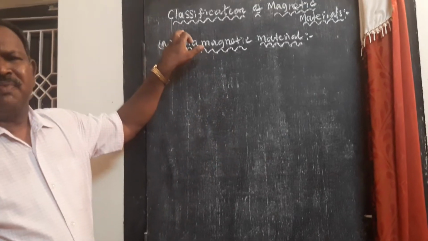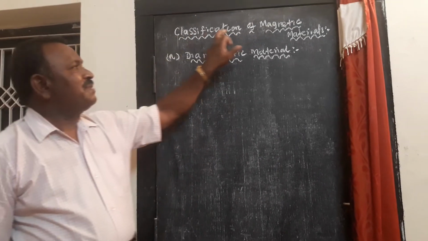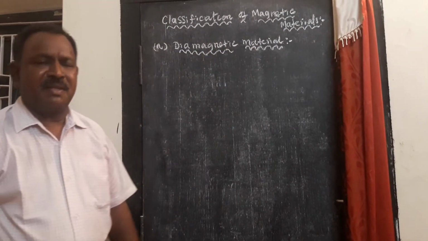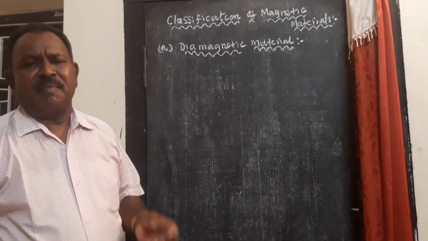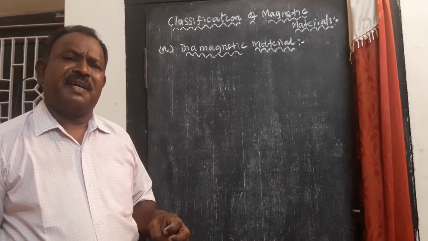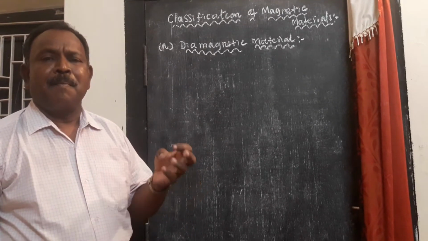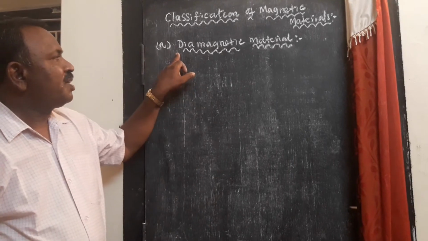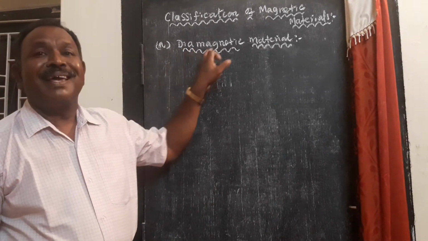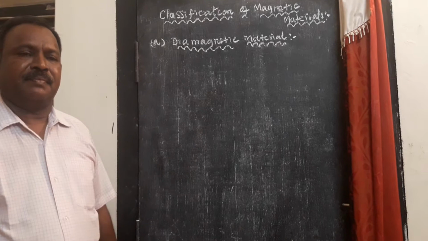Students, in this session we are going to see classification of magnetic materials. So as I told already, magnetic materials are classified as diamagnetic, paramagnetic and ferromagnetic. First of all, we are going to see what are diamagnetic materials.